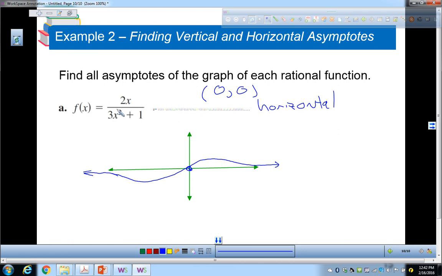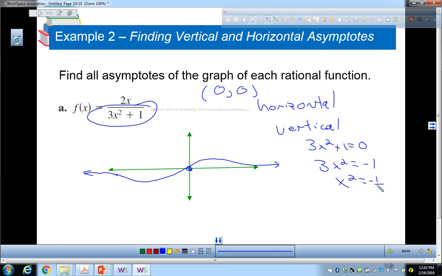So it has an asymptote at 0, but it flattens out when you go this way. Is there a vertical asymptote? Yeah. How do you find it? You set the bottom equal to 0. So if I go 3x squared plus 1 equals 0, 3x squared equals negative 1, x squared equals negative 1/3. Can I take the square root of negative 1/3? What do I get?